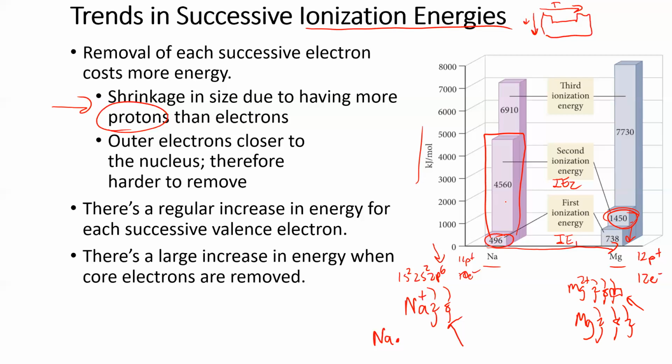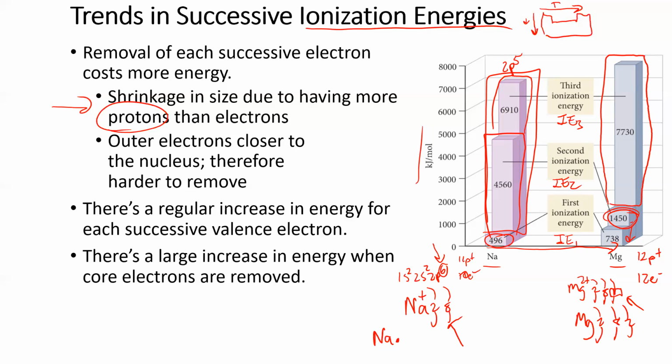Where do we see a huge increase? Now when we go to the third ionization energy, for sodium this is not the 2s, it would be a 2p5. So you're already in that core shell of the second energy level. So it goes up, but for the third ionization energy of magnesium, it skyrockets.